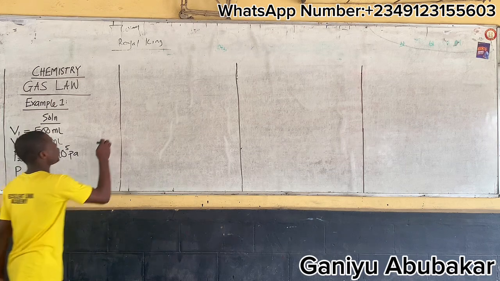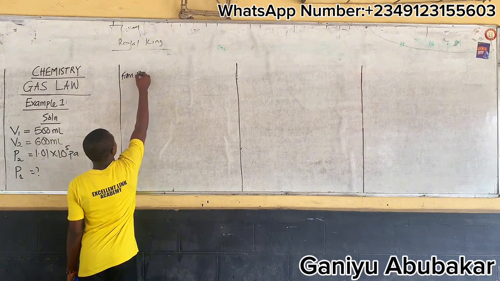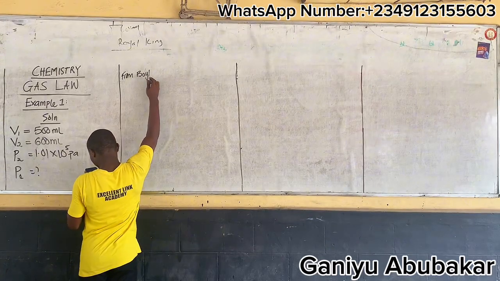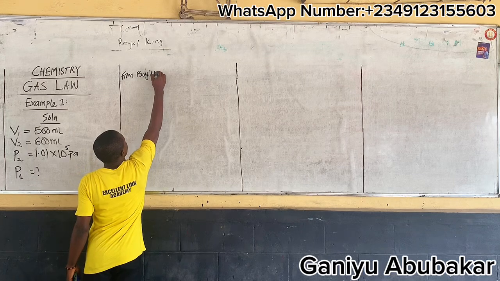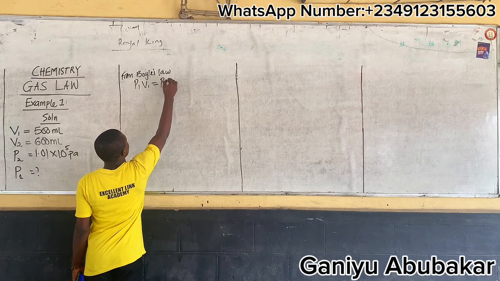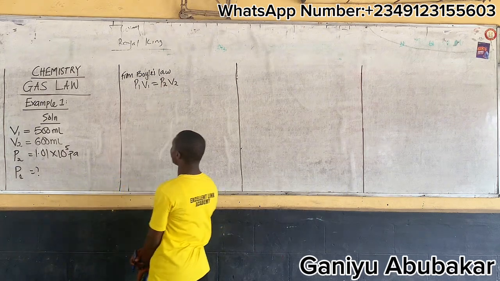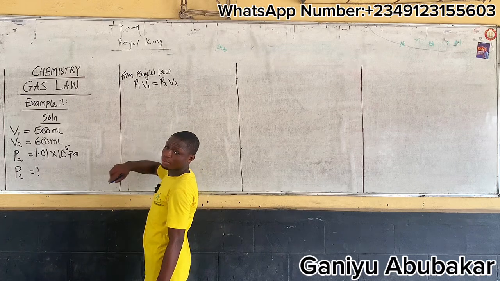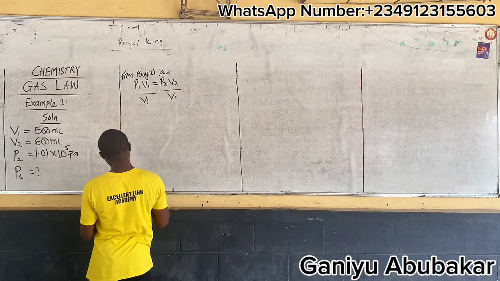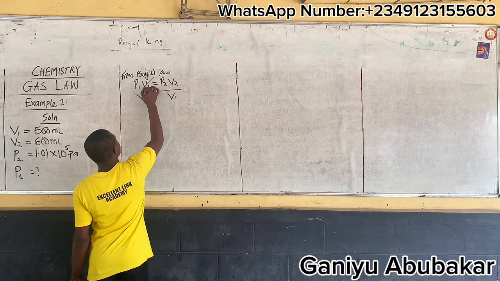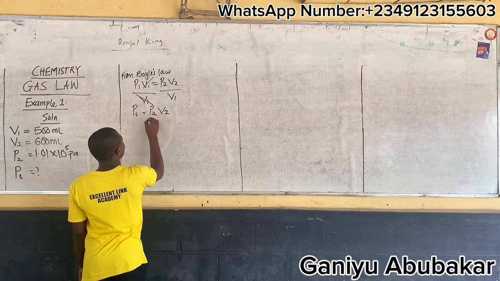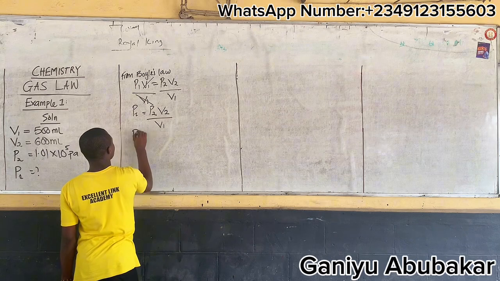So here's the thing now. From Boyle's law, P1V1 equals P2V2. What are you looking for? P1. So make P1 the subject. Divide by V1. This cancels this. So P1 equals P2V2 over V1.